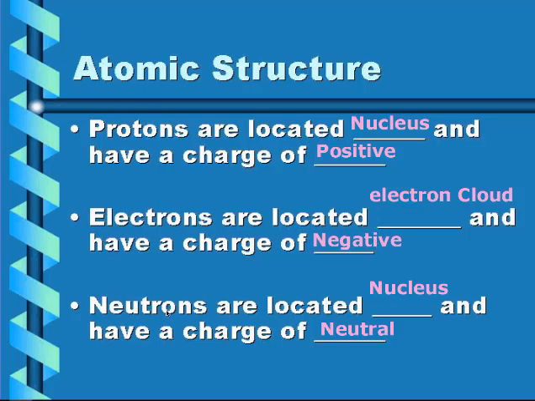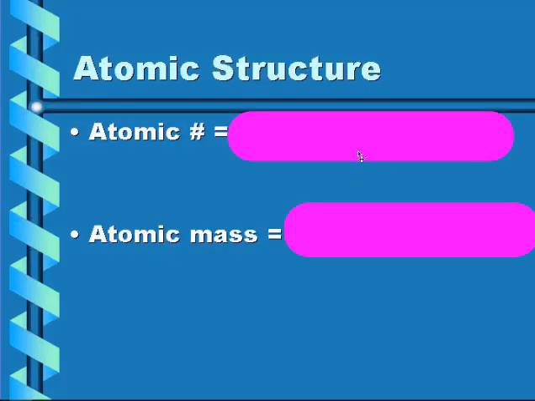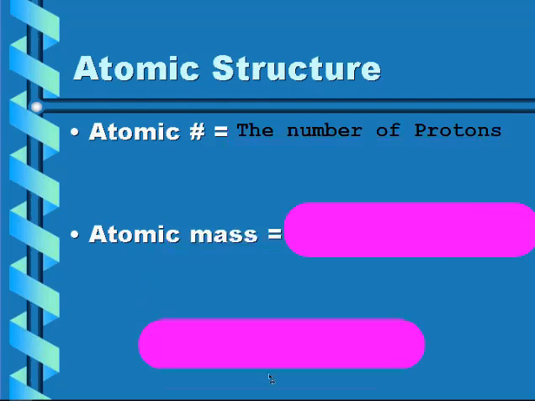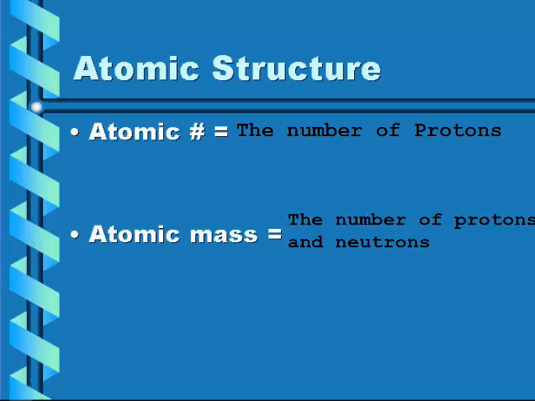So protons and neutrons are both found in the nucleus, which is where all the mass of the atom is found. The atomic number is the number of protons, and the atomic mass is protons plus neutrons, since those are the two subatomic particles that have the mass.